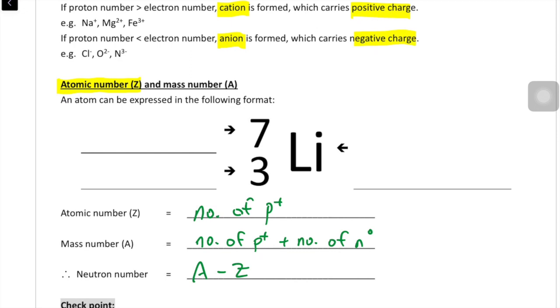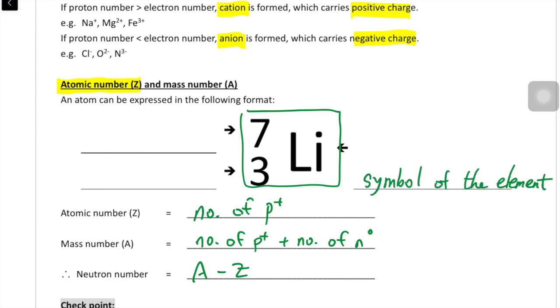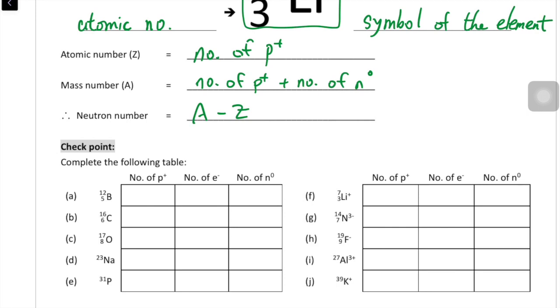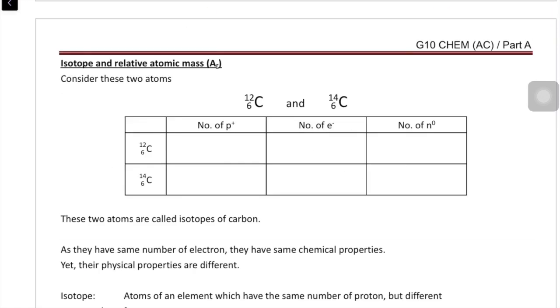In order to express it in a simpler form, we use this symbol. On the right hand side, it includes the symbol of the element, while on the top left side is the mass number, and the bottom left side is the atomic number. Well, in some cases, the atomic number can be omitted because the atomic number can be found from the symbol of the element. So feel free to fill in the following form and get the answer at the back of the notes. Next, we try to introduce the isotope.